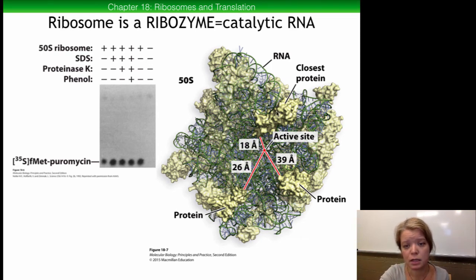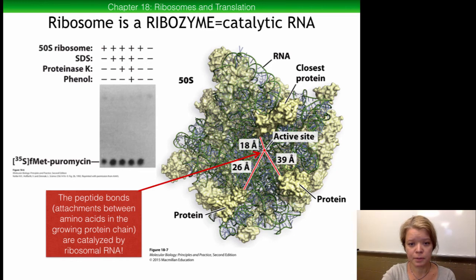The other thing is that once the large 50S subunit of the bacterial ribosome was crystallized and its shape figured out, it was quickly realized that the closest protein to the active site of the ribosome was 18 angstroms away, which is a very long distance in terms of being able to participate and catalyze the reaction at the active site. So you can see that the closest one is 18 angstroms, and the other closest ones are 26 angstroms here, and then 39 angstroms right there. They're very, very far from the active site. But you can see how the active site is full of RNA.